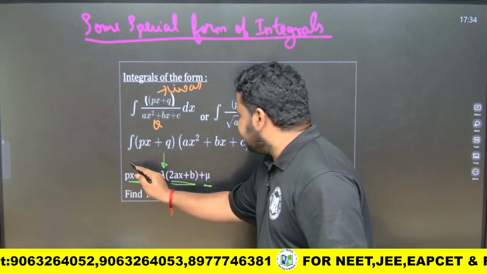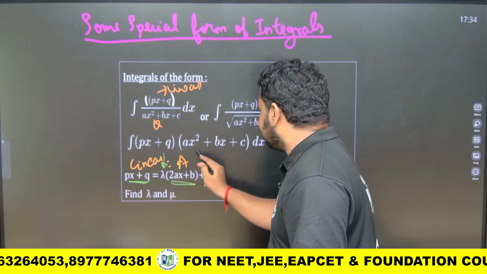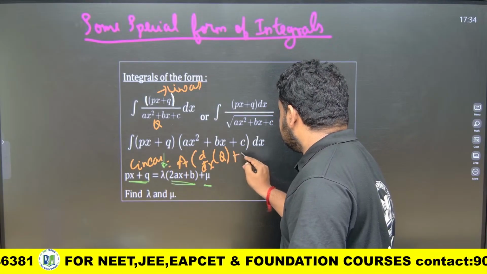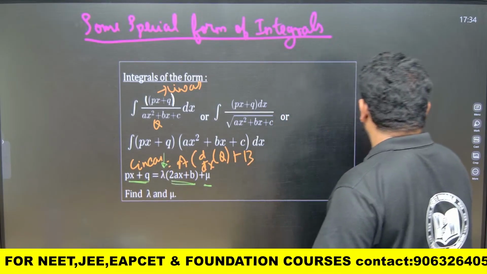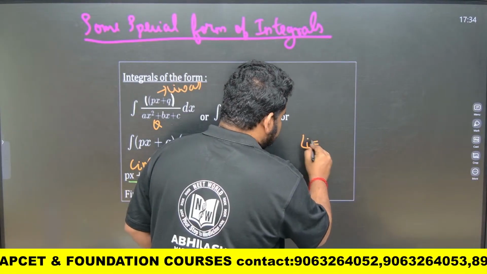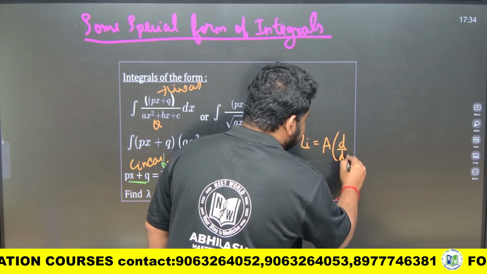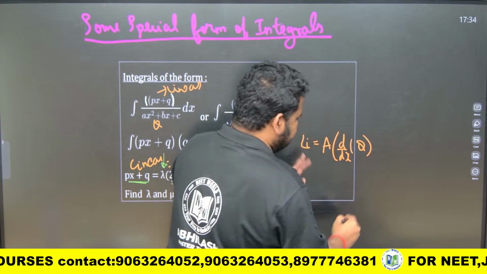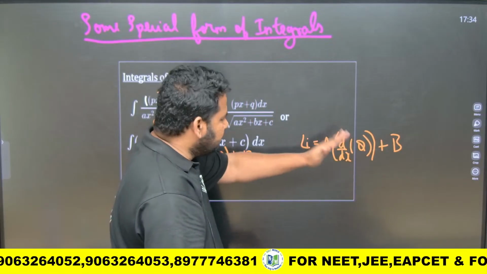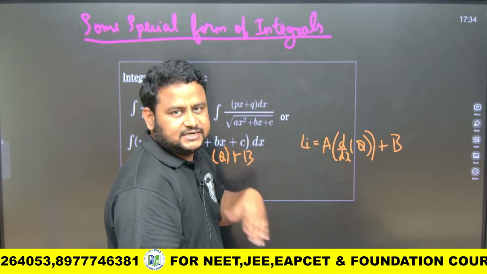That time you can write linear as what? Linear can be written as a times d by dx of quadratic, plus b. That is, linear is equal to a times the derivative d by dx of quadratic, plus b. Then after differentiating the quadratic form, you will compare the coefficients of LHS and RHS. Then you will solve the question, that is, you will integrate the question.